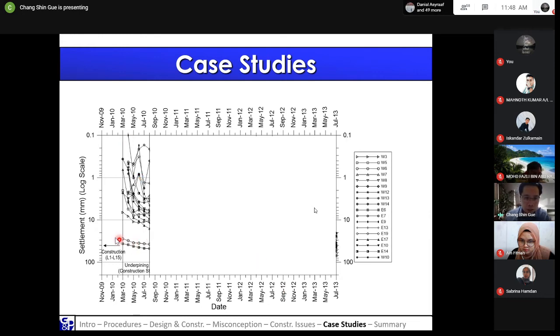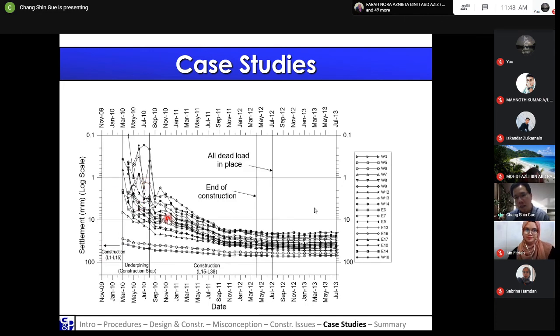And here you can see there's no reading from level 1 to level 15 when they constructed. Once they faced some problems, there were some settlements because in some of the areas the piles were not deep enough. So they did some underpinning, that is, adding additional piles. So they started to monitor. And then you can see that after the underpinning, they've done all the remedial works.